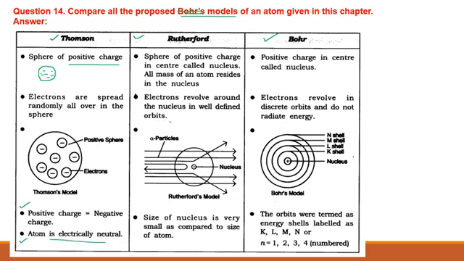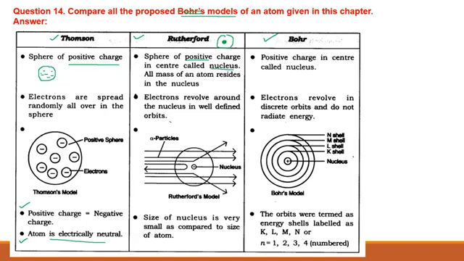Rutherford: a sphere of positive charge in the center called the nucleus. So the positive charge is confined to the center, concentrated at the center, and he called it the nucleus. And all the mass of an atom resides in the nucleus, because we consider that electrons have negligible mass. 9.1 times 10 to the power minus 31 kg is very small, almost negligible. So whatever mass the atom has, it is due to the proton. This is said by Rutherford.